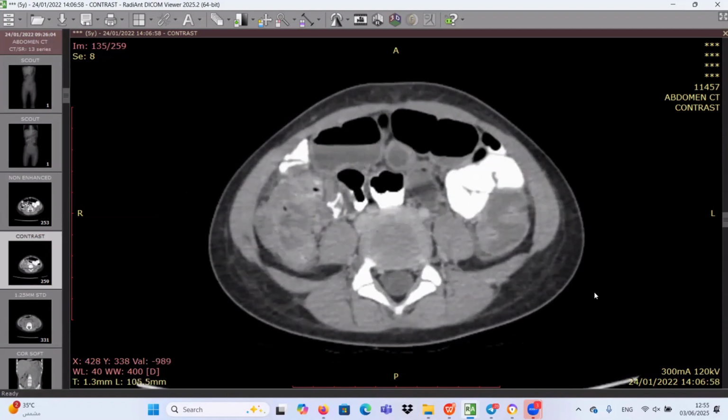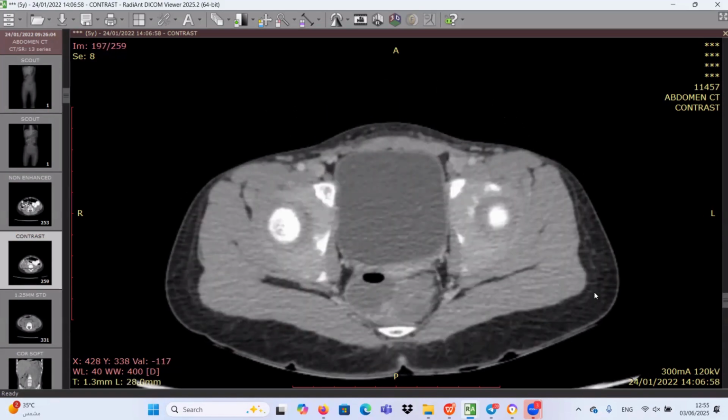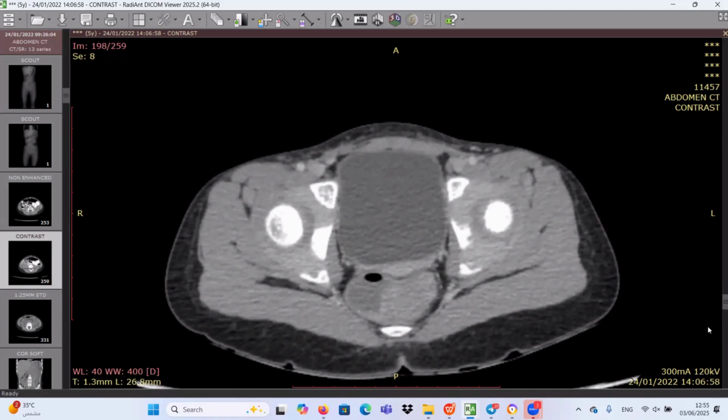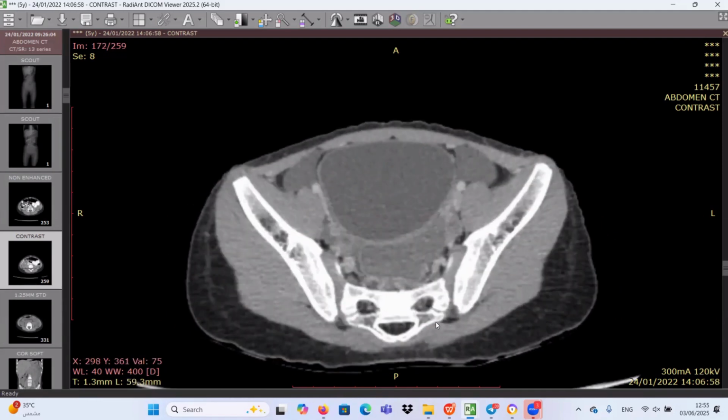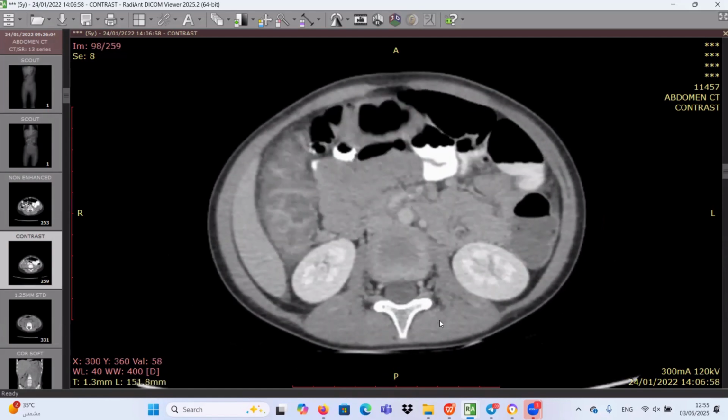So considering the imaging appearances, I'm thinking of ulcerative colitis or pseudomembranous colitis as my first differential diagnosis. Is the colitis involving the right side or the left side mainly? So it's mainly involving the right side and the transverse colon. The left side is pretty spared.